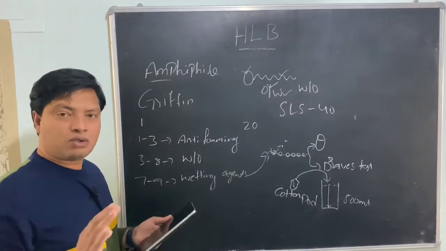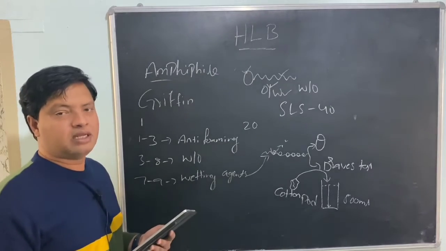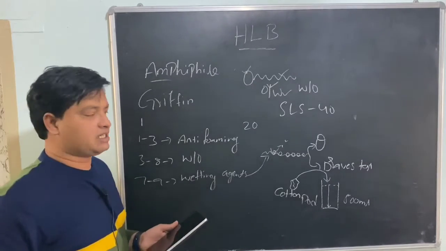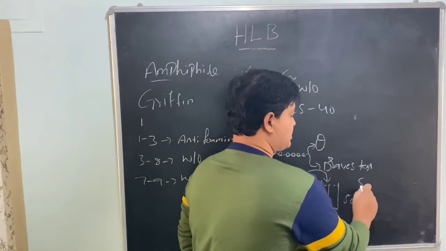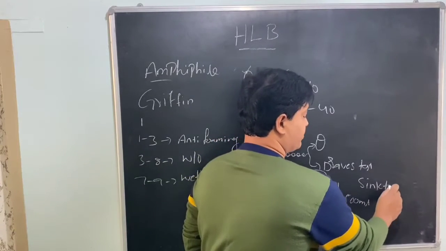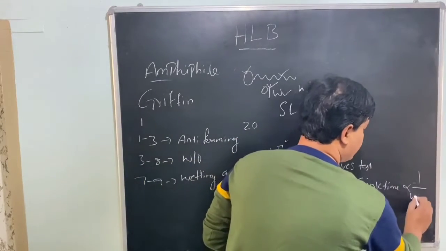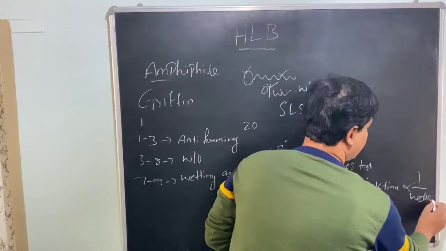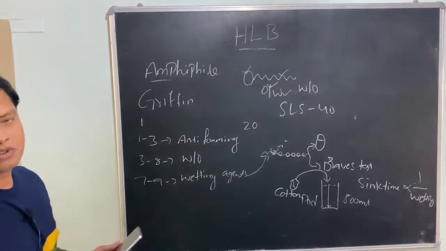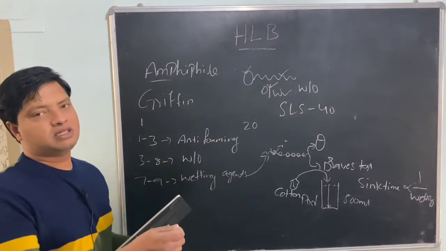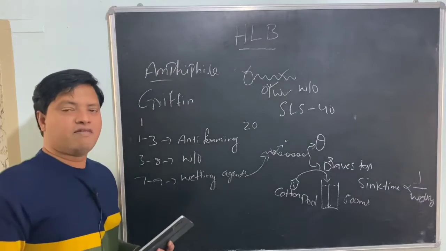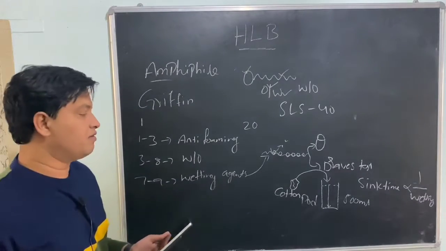If the wetting is not good, it will take more time to sink. If the wetting is good, it will take less time to sink. Hence, sink time is inversely proportional to wetting. Remember this. Sink time is inversely proportional to wetting. The wetting is more, the time taken for sinking will be less. The wetting is less, the time taken for sinking will be more.